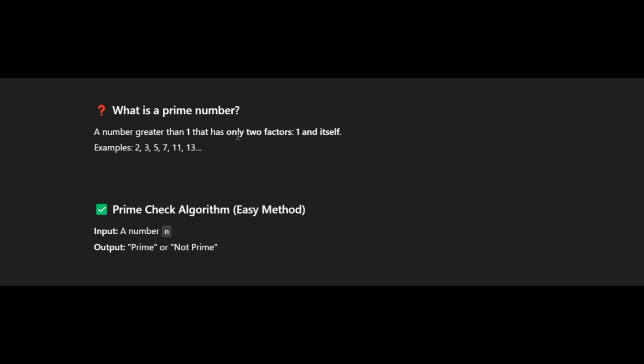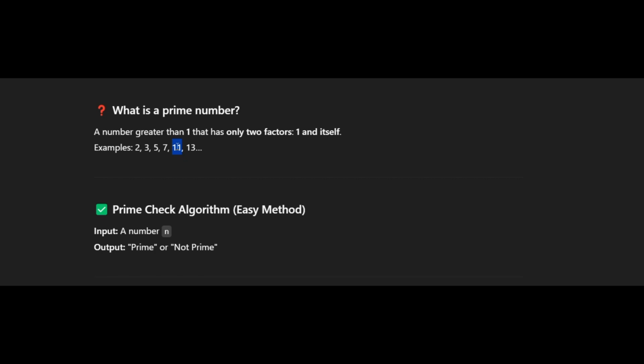So what is a prime number? A basic definition of a prime number is that it has only two factors, one and itself. It means that a number should not be completely divisible by any number other than one and itself. Examples of prime numbers are 2, 3, 5, 7, 11, 13.